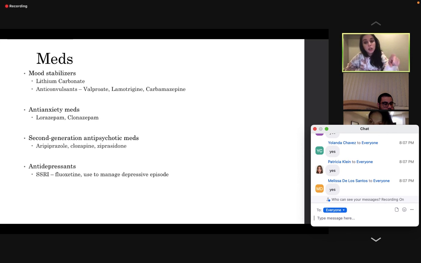Lithium, grill it into your head. I promise you, it pops up on your proctor. Common question asked. Then we also use anticonvulsants as mood stabilizers. We're going to talk about the 3 main ones: valproic acid, valproate, lamotrigine, and carbamazepine. Okay, these are seizure meds that we utilize for bipolar disorder for their manic behavior. This is what targets the mania.